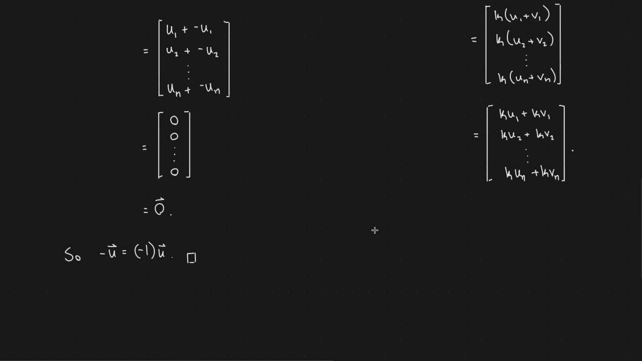Okay, so next, observe k times vector u plus k times vector v. That's the right-hand side of the equation. As before, I need to plug in the component forms of my vectors to be able to apply the definitions of scalar multiplication and vector addition. So I get k times my component form of vector u plus k times my component form of vector v.